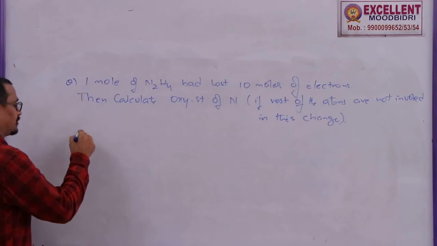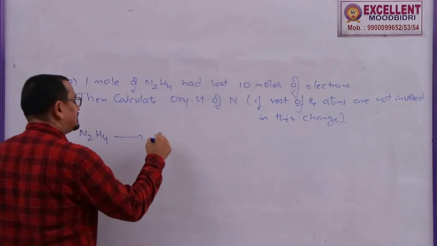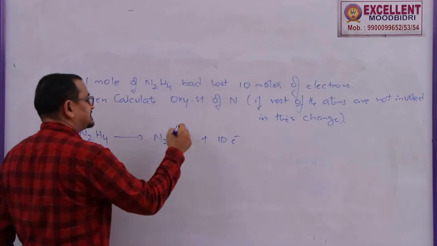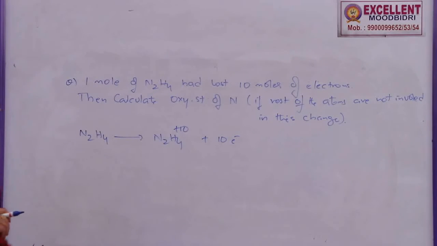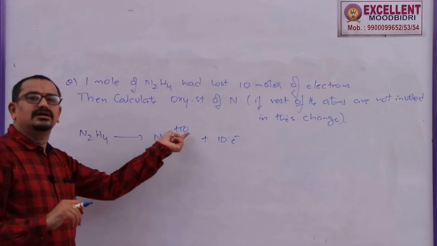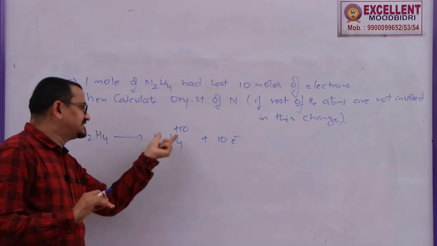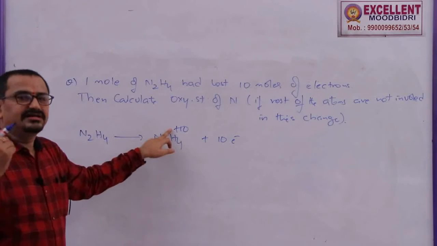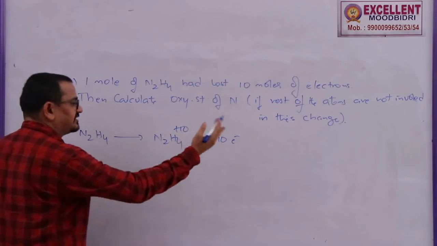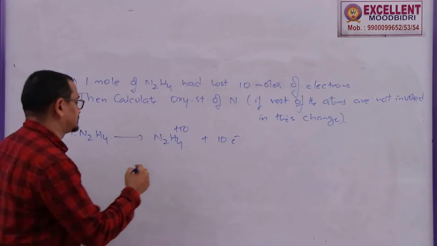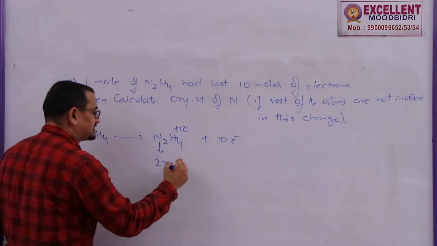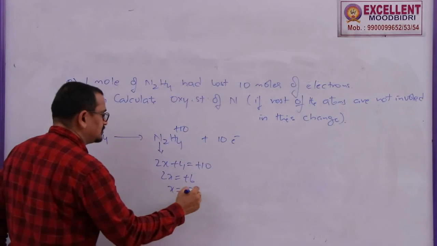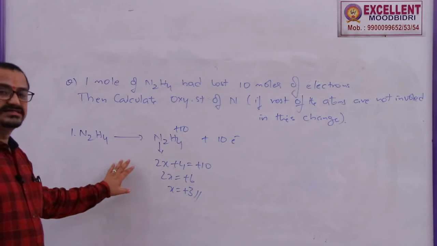Right? So N2H4, hydrazine, had lost 10 moles of electrons. Then here 10 plus charges will be displayed out, because till now 10 minus charges were compensating 10 plus charges. Now those 10 minus charges moved out, so they will be left uncancelled. So this is the species left when 1 mole of hydrazine lost 10 moles of electrons. Then find the oxidation state of nitrogen. 2x plus 4 is equal to plus 10, 2x is equal to plus 6, x is equal to plus 3. So this sort of numericals also will be asked.